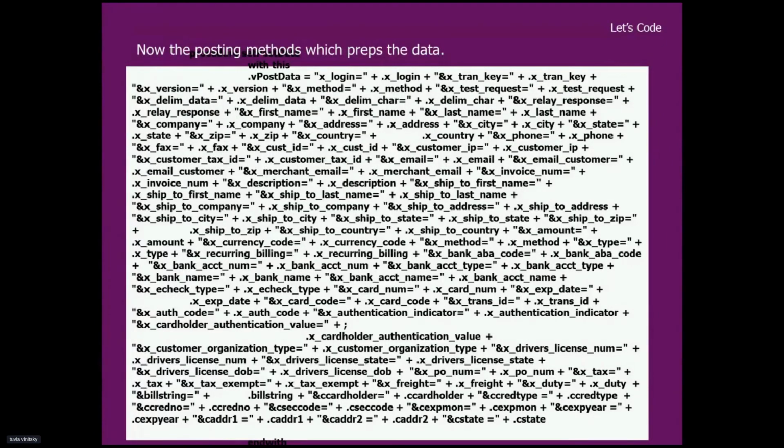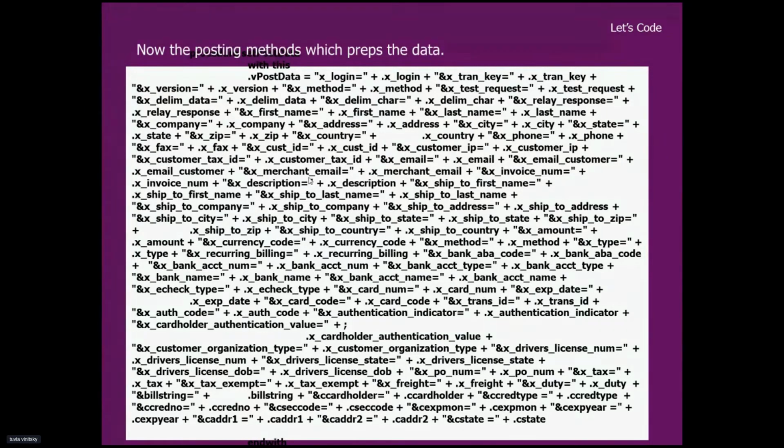Now, we have a method called postData, which actually creates the string that we're going to use to post. And this is annoying, but only has to be done once in code. What we're doing is creating X login equals, and then filling in the X login value. Then we use the delimiter, X trans key, and the trans key. And we go through that for every single property. It's a very long post string in the end.